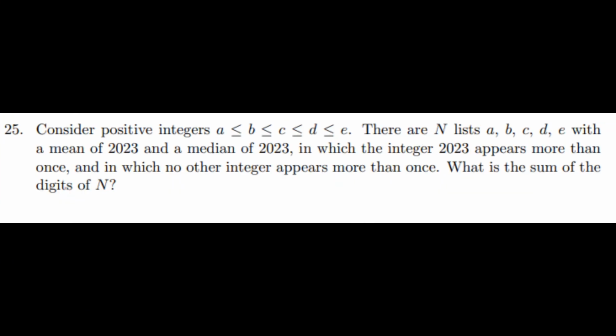Finally, question 25. Consider positive integers a ≤ b ≤ c ≤ d ≤ e. There are n lists a, b, c, d, e with a mean of 2023 and a median of 2023, in which the integer 2023 appears more than once and in which no other integer appears more than once. What is the sum of the digits of n?